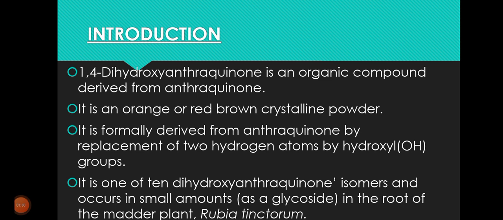As far as quinone is concerned, it is a member of a class of cyclic organic compounds which contain two carbonyl groups. And how is it derived from anthraquinone? It is derived from anthraquinone by the replacement of two hydrogen atoms by hydroxyl groups. And that's all I want to say about this topic for the time being.